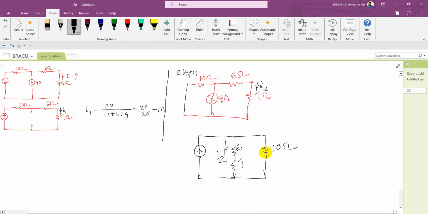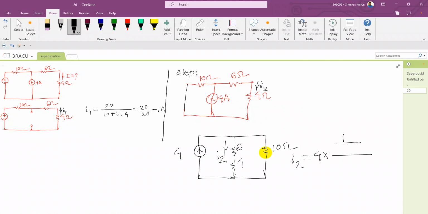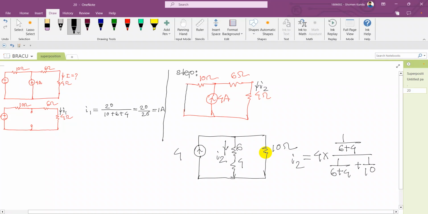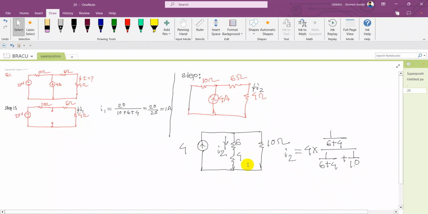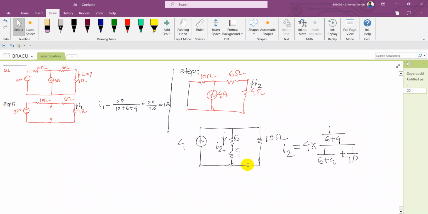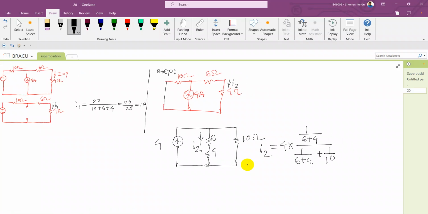So according to the current division formula, I2 will be 4 into 1 by (6 plus 4) divided by (1 by (6 plus 4) plus 1 by 10). Okay. We previously know that current is divided proportionally to the admittance. So the current value will be 2 ampere here if we solve it.